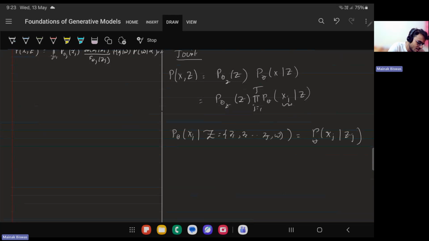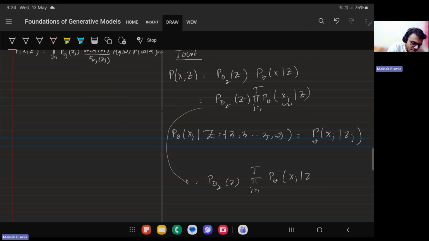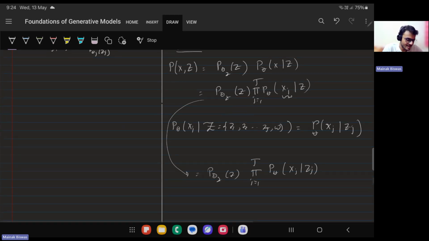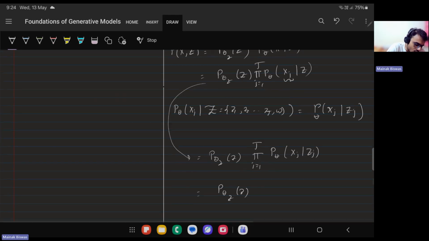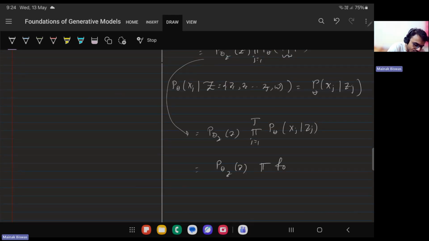So now I can write this equation as P theta of Z times the product over j equal to 1 to J of P theta of Xj given Zj, right? So now this is exactly the same equation as we did before. So this will become P theta of Z. So I will have different networks, F theta j, or the same network will do also, of Zj given Xj, by capital F theta of Zj, same thing, times P0 of Xj, j equal to 1 to J.